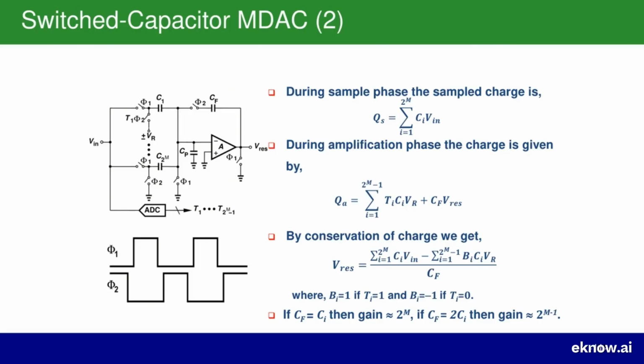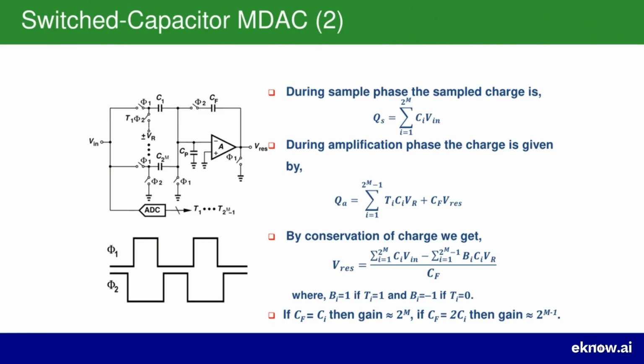Let's break down that equation. The numerator has two parts. The first part is the total charge from the input signal that we sampled initially. The second part is the amount of charge that we subtract, which is determined by the digital output of the sub-ADC. This is the core subtraction function of the MDAC. The result of this subtraction, the leftover or residue charge, is then divided by the feedback capacitance CF. This division by CF is what amplifies the residue, scaling it up for the next stage in the pipeline.